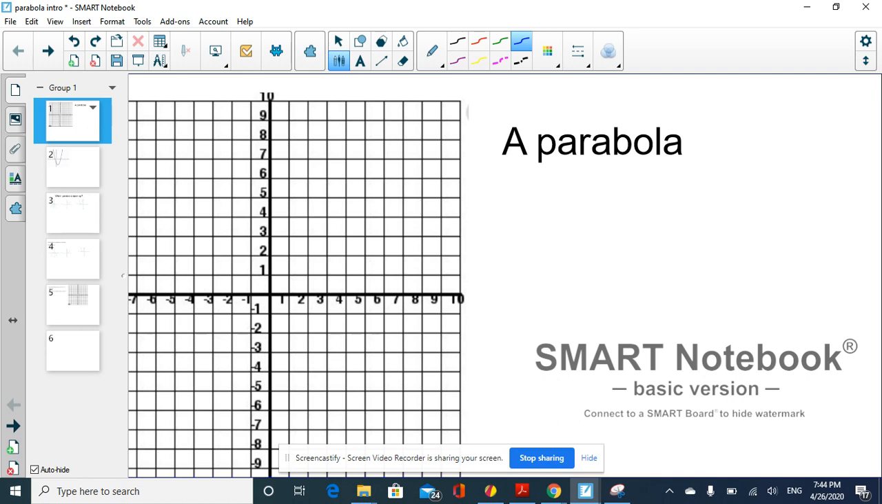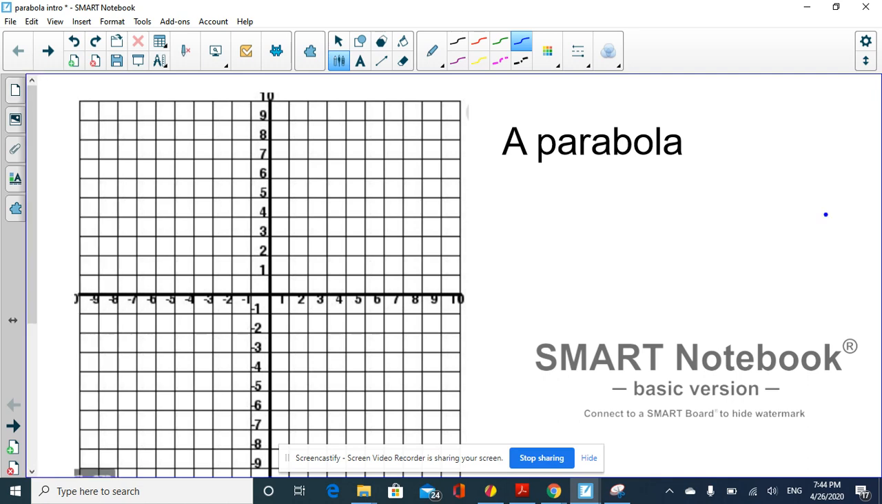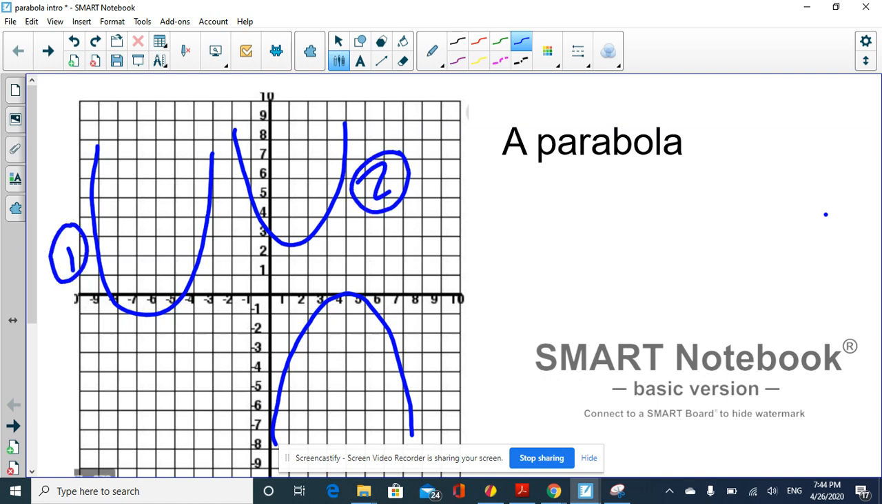First, what is a parabola? If we graph a quadratic equation, we call that graph a parabola. The graph of a quadratic equation looks like this one, or like this, or maybe like this. The first and the second, we call these parabolas open up. The third one, the parabola opens down.